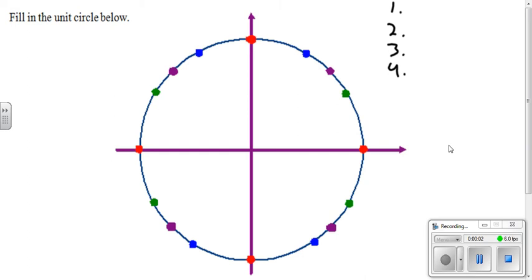All right, this is our unit circle video. Here we are given a unit circle, in which case we can just imply that this length, our radius, is 1 unit. So it's a radius of 1. That's why it's called a unit circle.